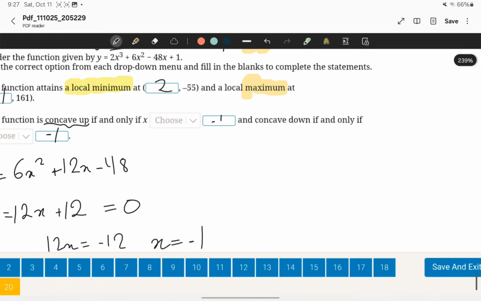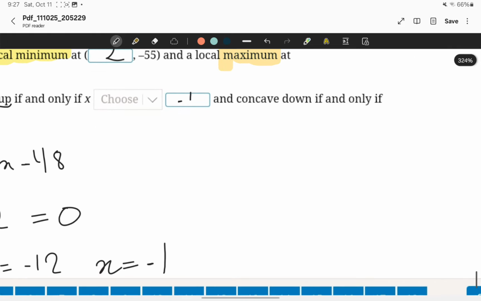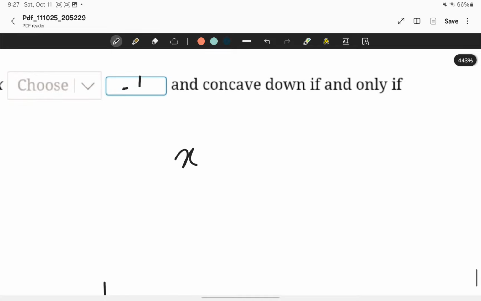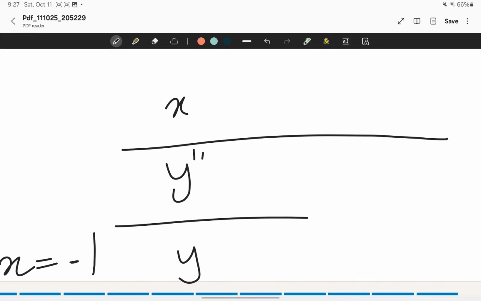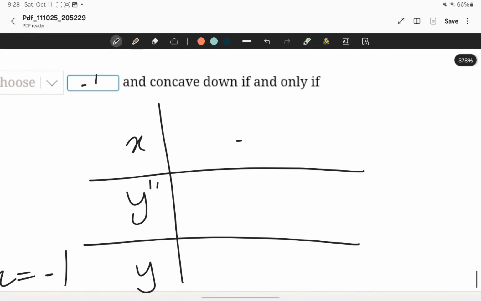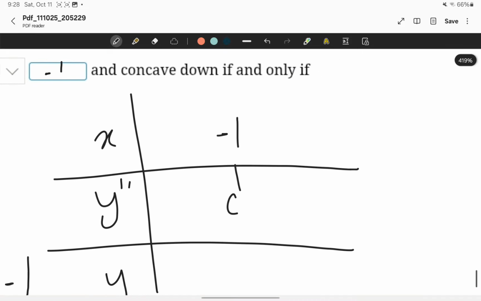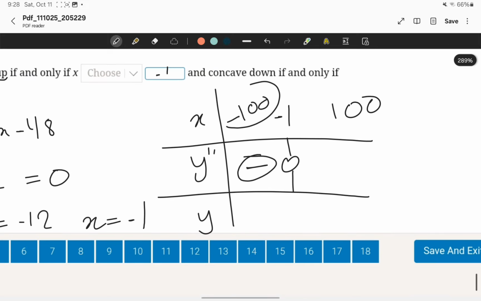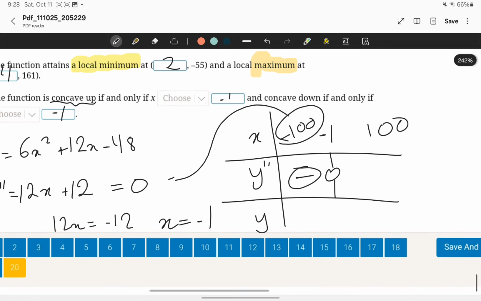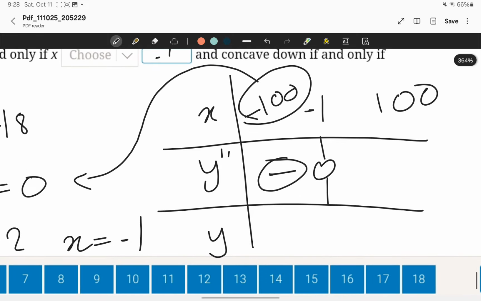Okay, now to know if it's greater than or less than, you do the same table: x, y prime prime, and then y. We only got one value for x, which was -1, so this gives us 0. We could test here -100, for example, and here 100. If you put -100 into our y prime prime, you get a negative number, and with 100 you get a positive number. This means it's going down here, and here it's going up.